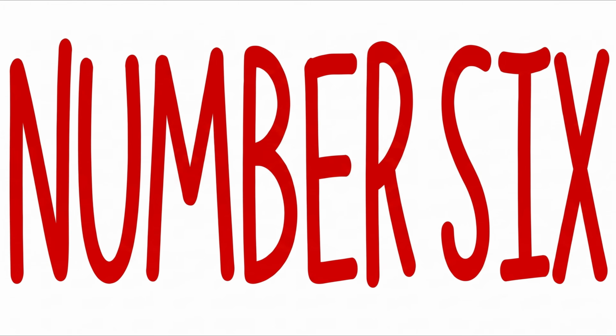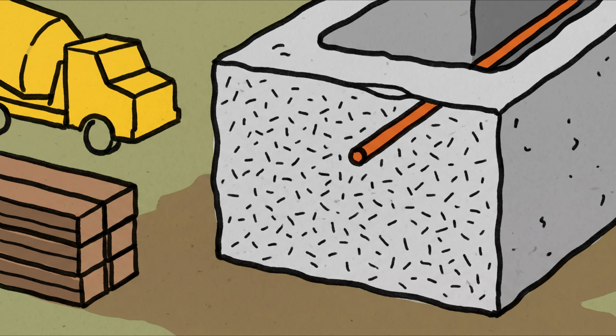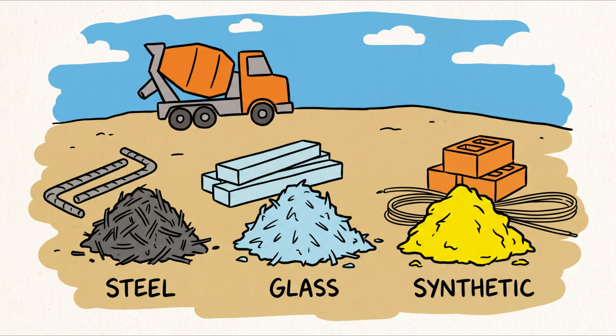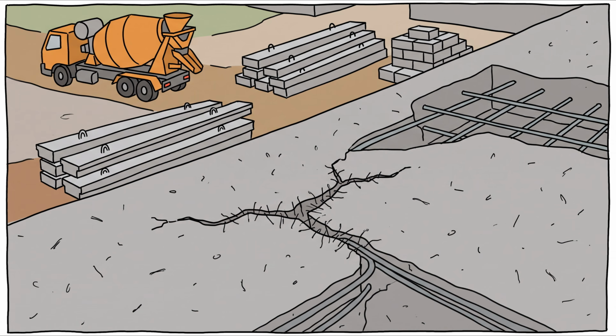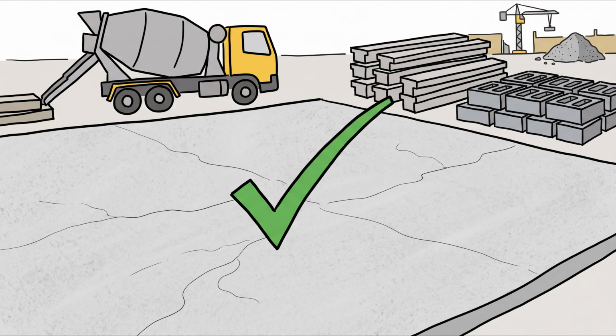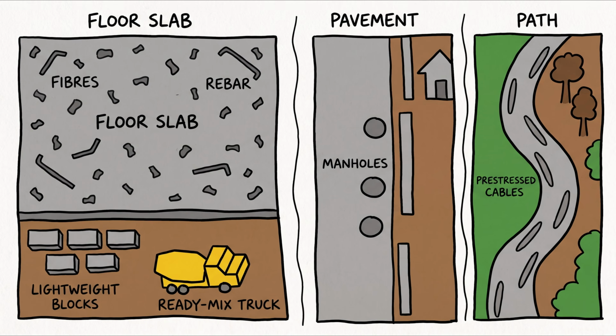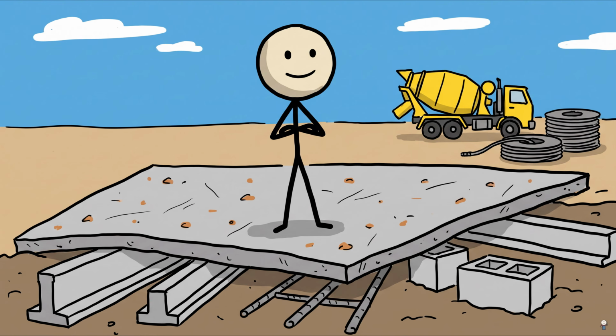Number 6. Fiber reinforced concrete. Instead of steel rebar, this concrete has thousands of tiny fibers mixed into it. Steel fibers, glass fibers, synthetic fibers, distributed throughout the entire mix in random directions. Any crack that tries to form has to break through hundreds of tiny fibers holding the concrete together. It reduces surface cracking without having to place rebar. It's used for floor slabs, pavements, and paths. The fibers don't replace heavy structural reinforcement, but for thinner slabs and non-structural concrete, they work well.